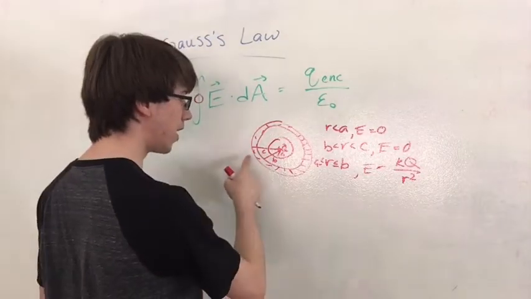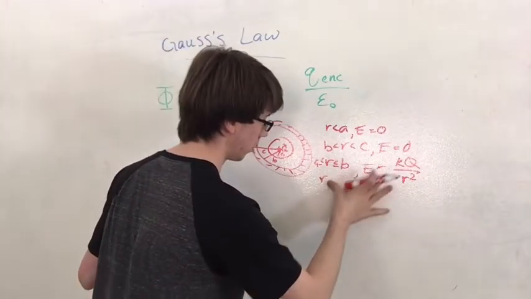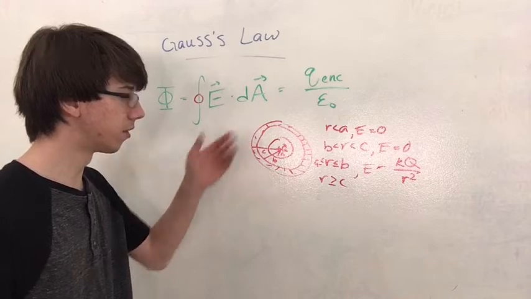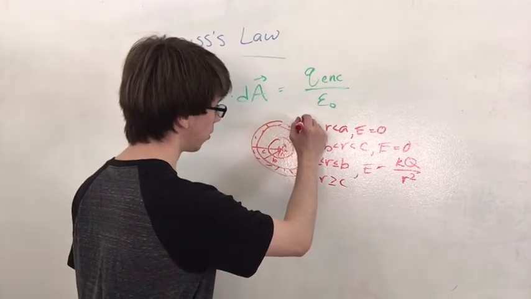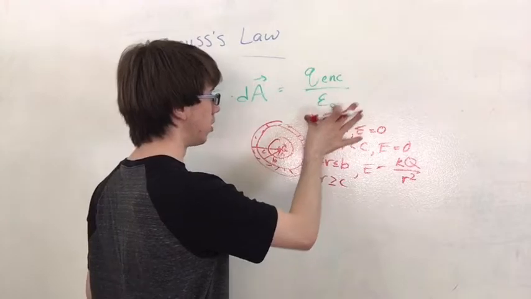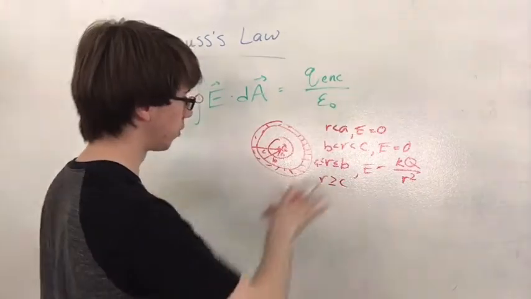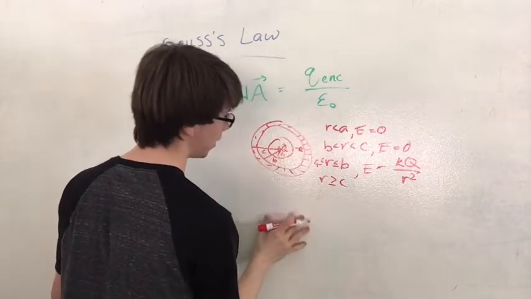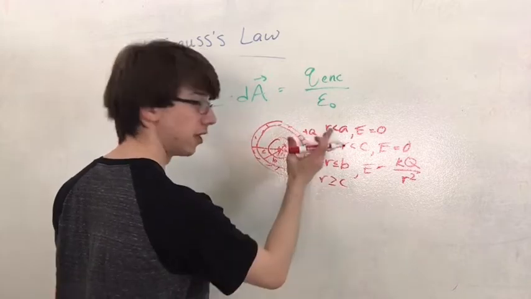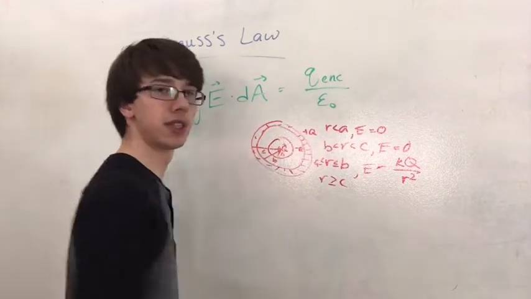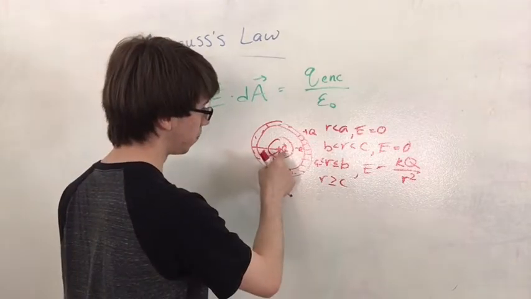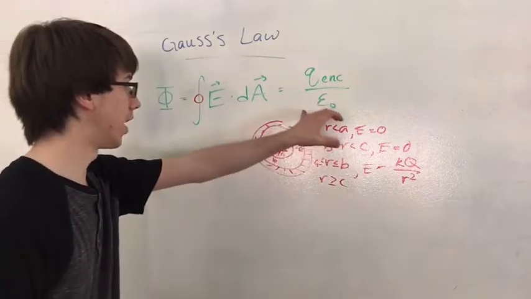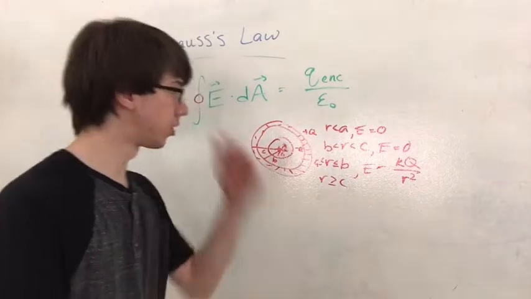Now what about when r is greater than or equal to C? Well, the overall charge is still Q, because the shell is neutral. The neutral shell's inside surface becomes negative Q and the outside becomes plus Q, because the negative charge is attracted to the positive sphere. So we get plus Q, negative Q, and plus Q on the outside. Overall, the charge enclosed would be plus Q.